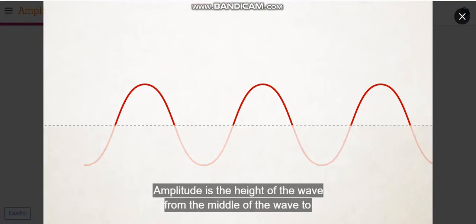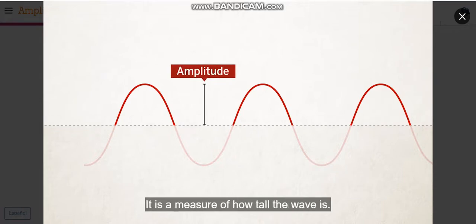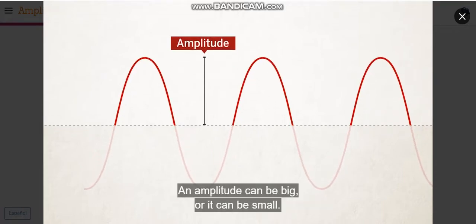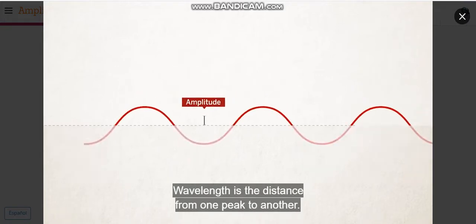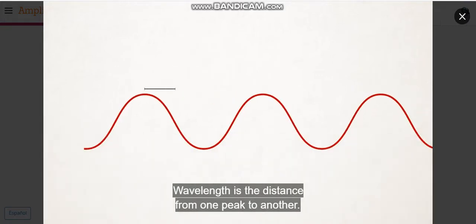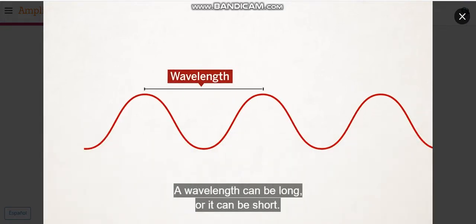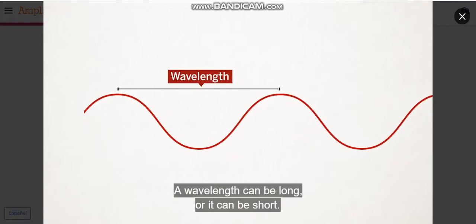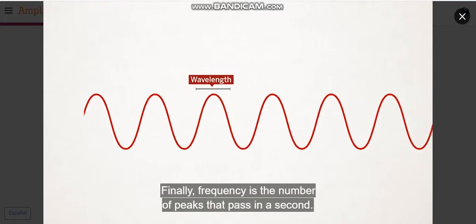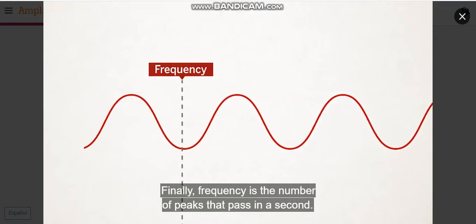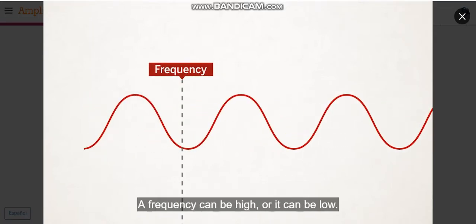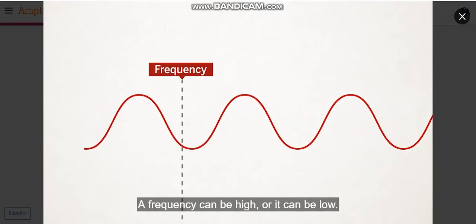Amplitude is the height of the wave from the middle of the wave to the top of a peak. It is a measure of how tall the wave is. An amplitude can be big or it can be small. Wavelength is the distance from one peak to another. A wavelength can be long or it can be short. Finally, frequency is the number of peaks that pass in a second. A frequency can be high or it can be low.